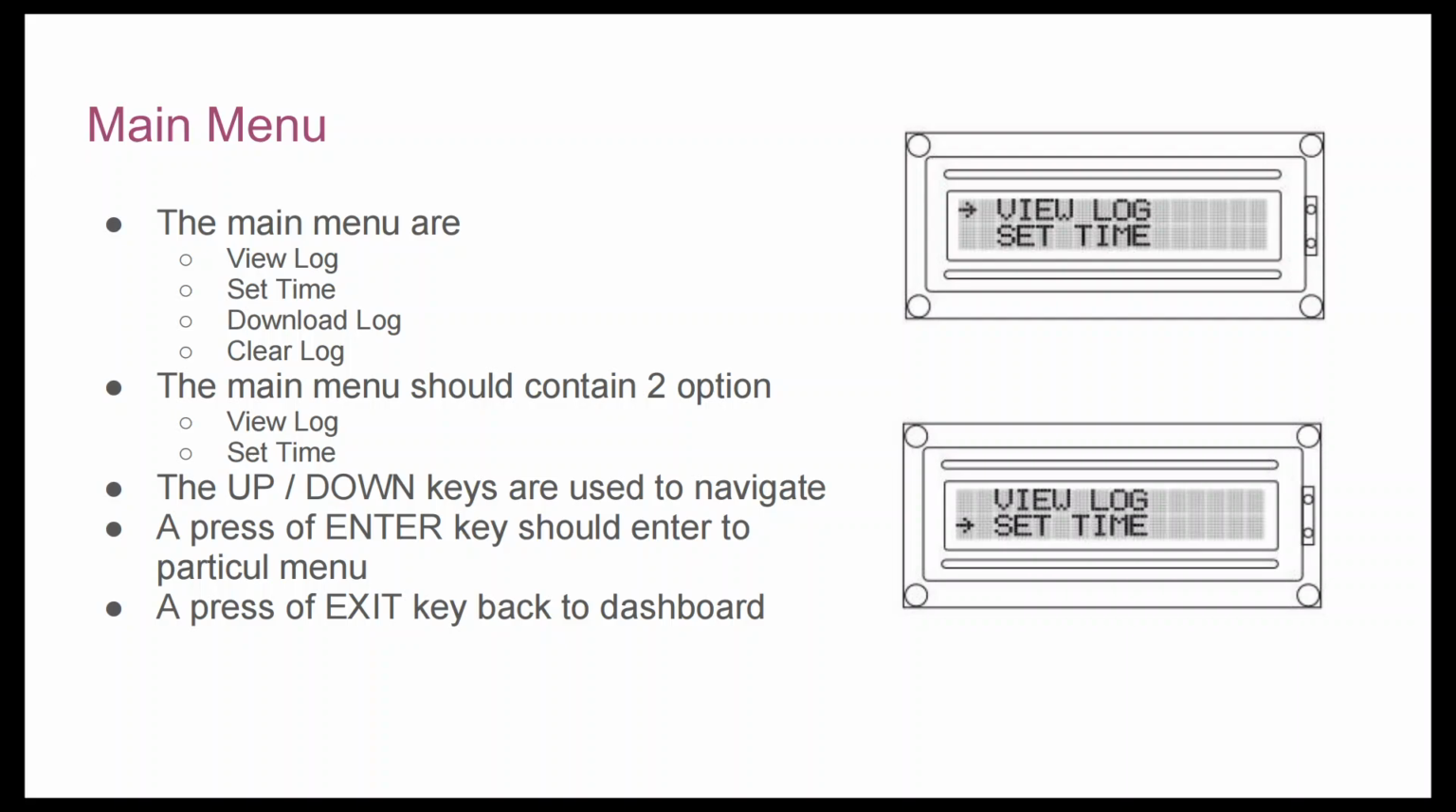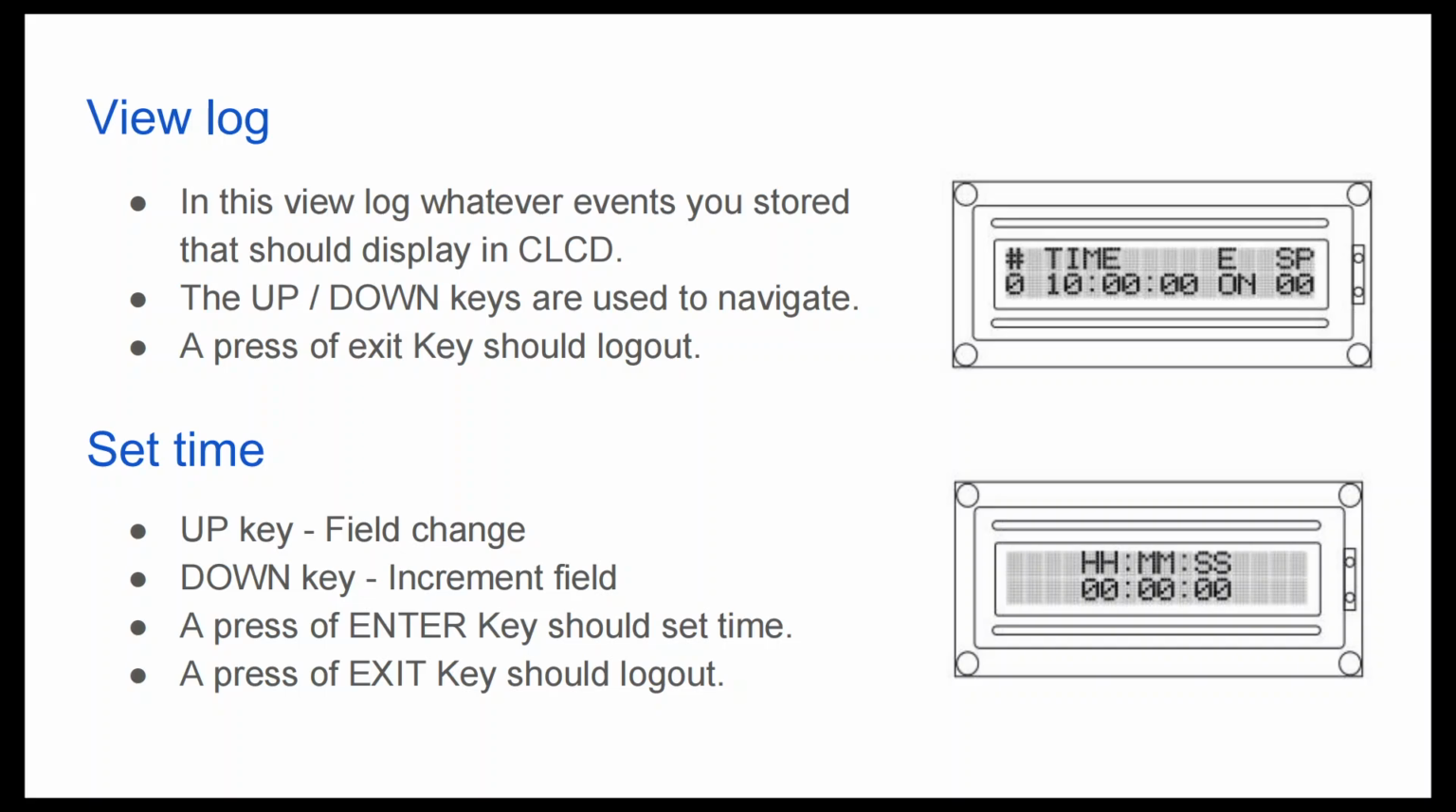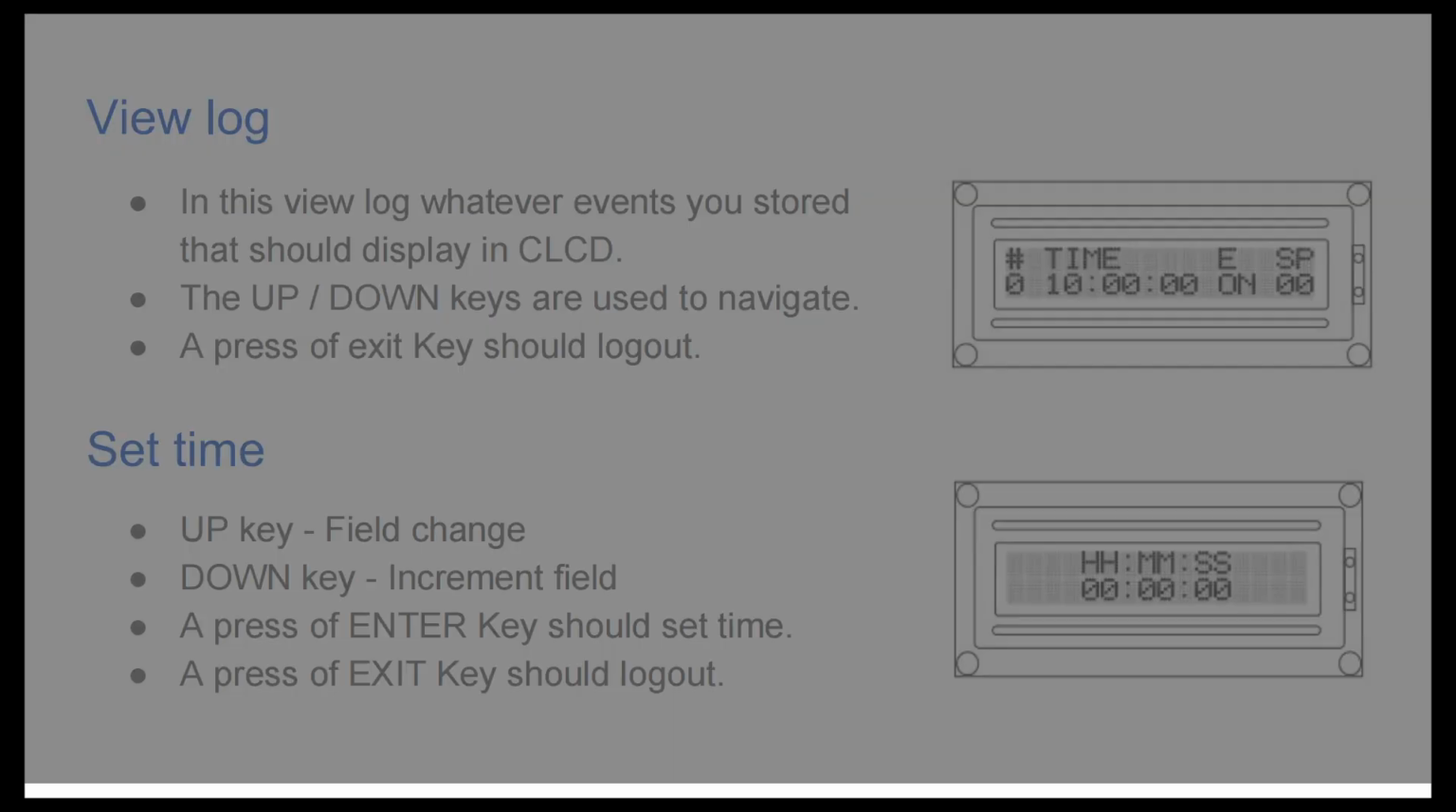And then the main menu also we have seen, 4 menus that will be scrolled by switch 1 and switch 2, nothing but up and down keys. To select a particular menu, we use the enter key. To come back to the previous screen, we use the exit key. Then we have seen the menus one by one. View log, what is meant by view log? Nothing but we are displaying on our dashboard whatever data we stored. And then set time means the RTC time can be changed using this set time function.